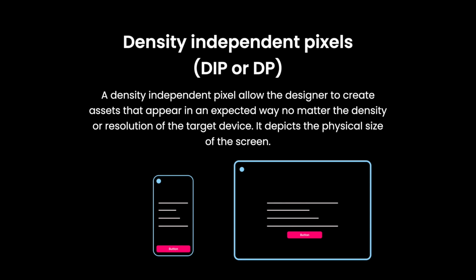Density independent pixels allow designers to create an asset that appears in an expected way no matter the density or resolution of the target device it's running on. It actually depicts the physical size of the screen. So in this example you're seeing here, if I design a button theoretically and it has some dimension in DP, then it's going to look the same size on both the phone as well as on the tablet. So that's the underlying idea of DP, density independent pixels.